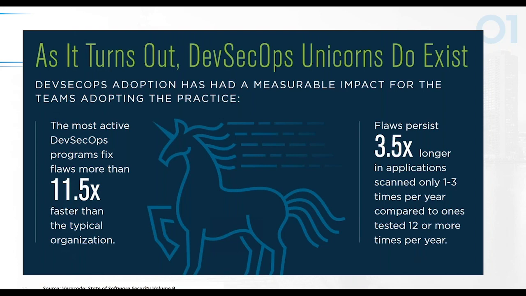So fail fast, fail often, as Vinita has been saying to her teams. The evidence of why this is important was released in Veracode's State of Software Security Report from 2018. It found that DevSecOps programs fix flaws more than 11.5 times faster than typical organizations. This allows them to improve the security posture of their applications and reduce risk for their organization without decreasing development velocity, which is important, of course, to us product managers.